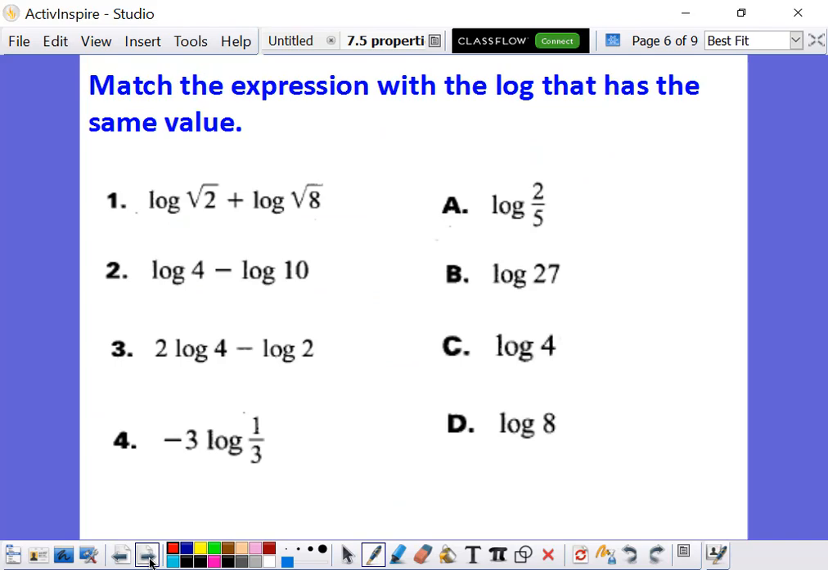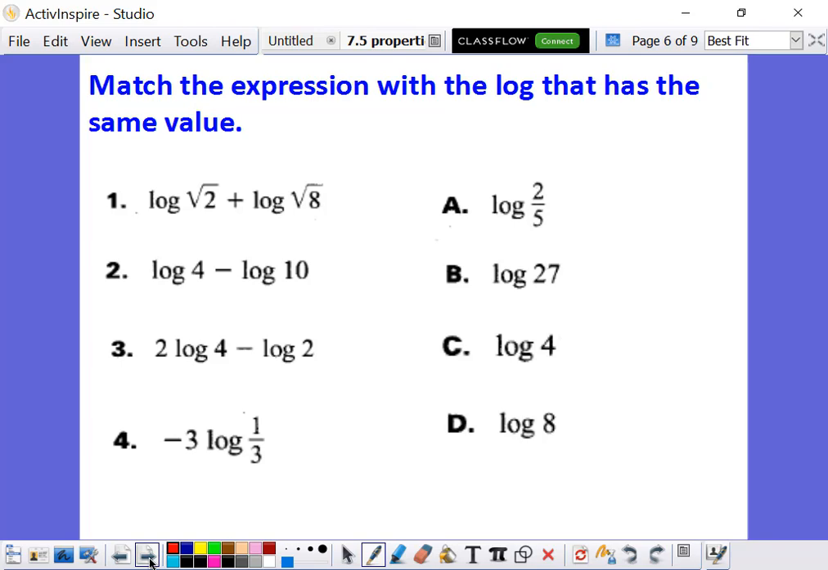So the next couple things we're going to do is we're going to actually practice with some of these properties. So here are 4 different expressions, and your job here is to match 1 through 4 with the same value a through d to see which are equivalent logs. So pause the video now, take a look at these, see if you can match these up to the right places, and then we'll talk more about this in just a minute.